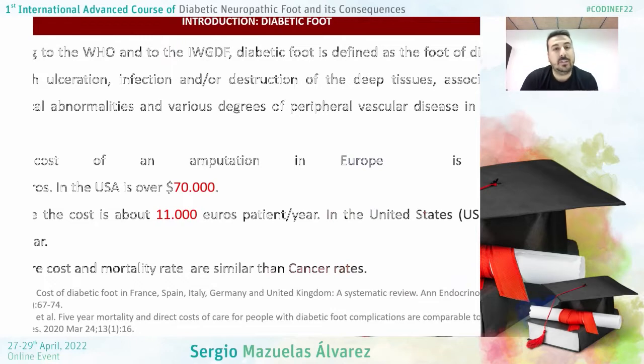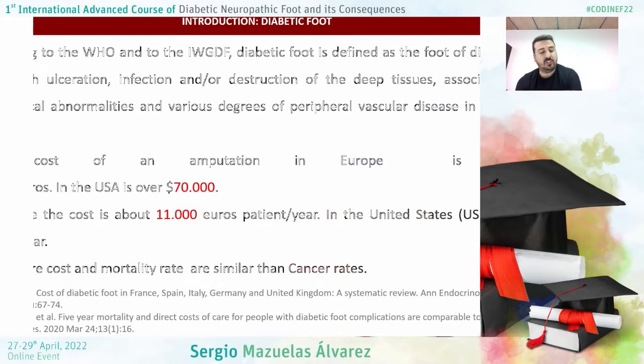According to the WHO and the International Working Group on the Diabetic Foot, diabetic foot is defined as the foot of diabetic patients with ulceration, infection, and/or destruction of the deep tissues associated with neurological abnormalities and various degrees of peripheral vascular disease in the lower limb.